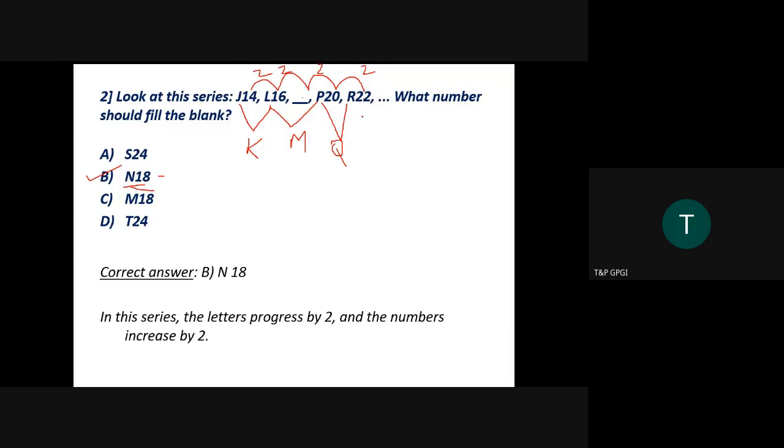Okay, now if they also ask for the next one after this, P, Q, R, S, and the one that comes next should start with T. 22 and 24. So T24 will be the option if they ask you about the last line. What number should come at the last line? Then it will be T24, and in between it should be N18 over here.